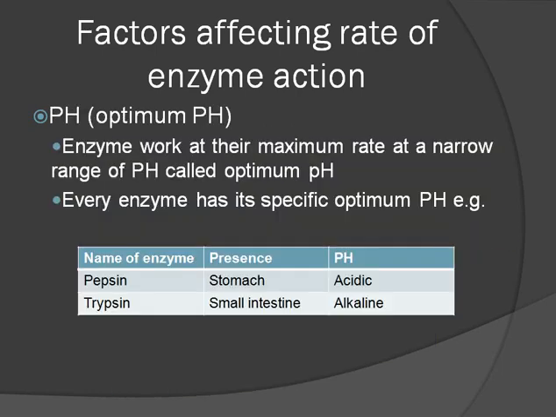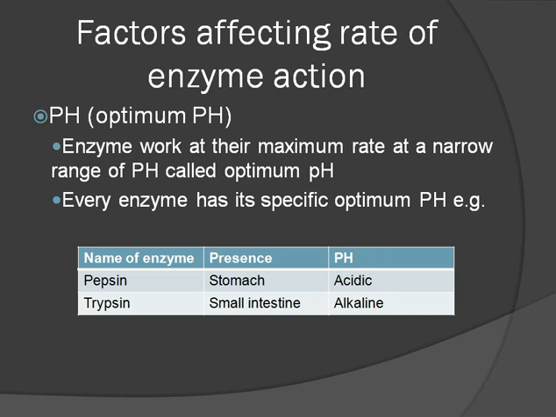Then comes the third factor, pH or optimum pH. Enzymes work at their maximum rate at a narrow range of pH called optimum pH. A slight change in this pH causes retardation or destruction in enzyme activity or blocks it completely. Means if you change the pH of any enzyme, its activity stops, and it blocks completely. Every enzyme has its specific pH value.